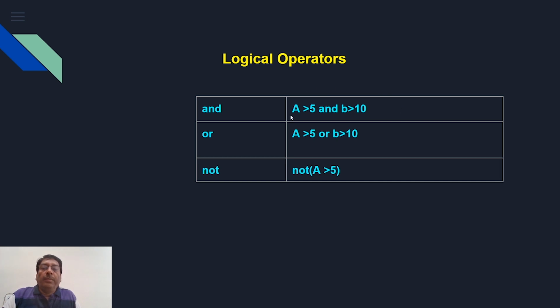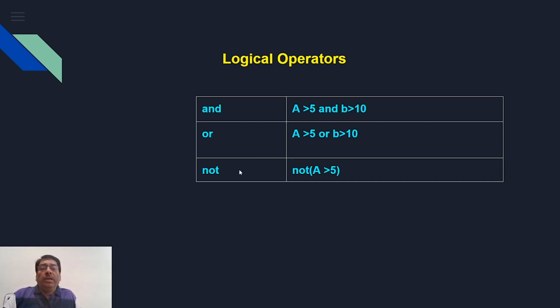Say for example, if the result of the first is false, then this particular operator will not check for the second condition because it requires both the conditions to be true. Whereas in case of OR, you need to satisfy one of the conditions given over here. So if this is true, it will not then check for the second condition because irrespective of the result of the second condition, the output is going to be true.